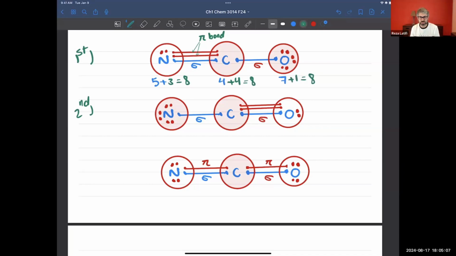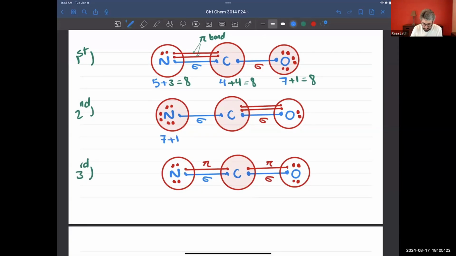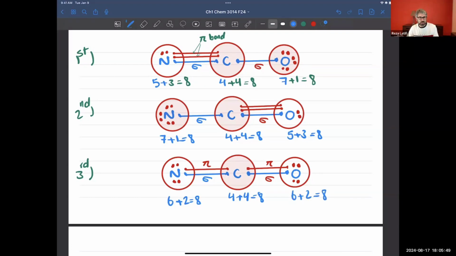And you repeat this one for the rest of the elements inside the second and third Lewis structure. So I have 7 plus 1, 8, 4 plus 4, 8, and 5 plus 3, 8. Okay, for nitrogen, I see 6 electrons. I made 2 bonds. It will be 8. Carbon, 4 plus 4, 8. And this oxygen, it will be 6 plus 2, 8. Okay, so all of them are octet.